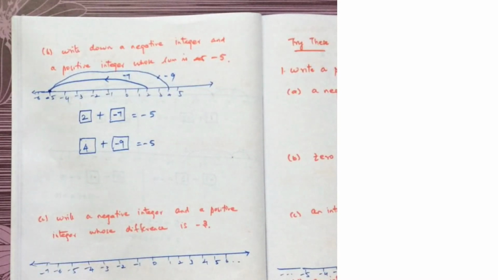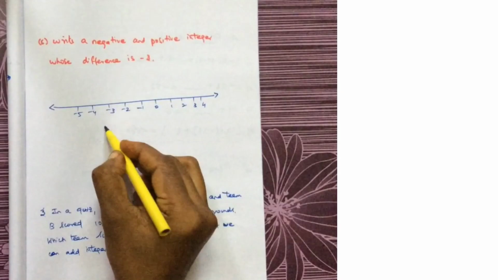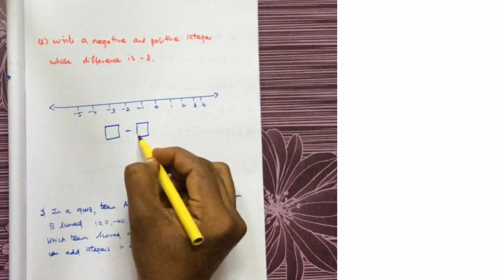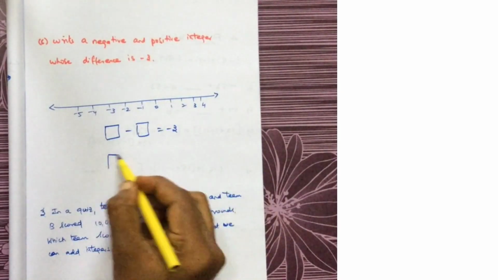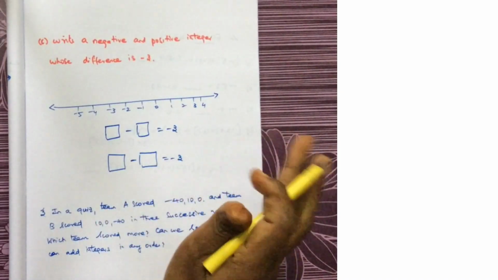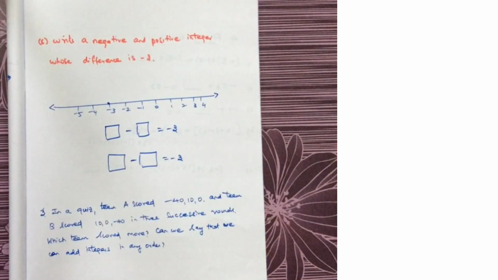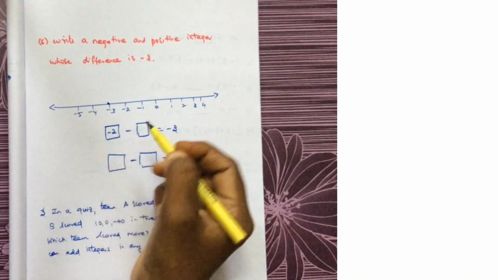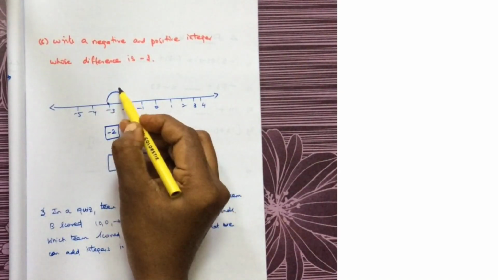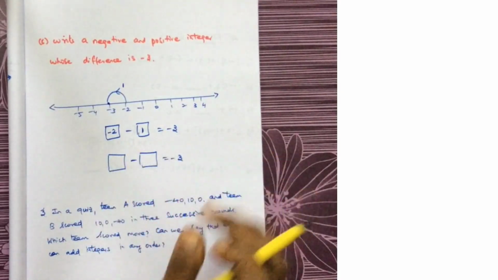We can solve without using the number line also. The next is write a negative and a positive integer whose difference is minus 3. So this is a number line. Here is minus 3. You have to write one negative and one positive. Let me start with minus 2. From minus 2, here it is one step. So minus 2 minus 1 is minus 3.